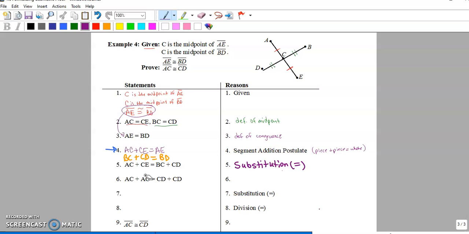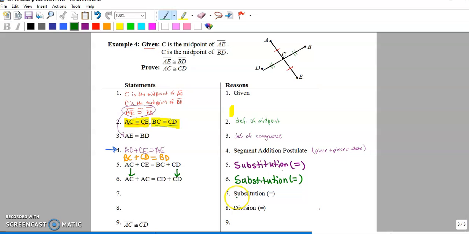Difference between statement 5 and statement 6. This is the same. This is the same. This changed and this changed. Everything else is the same. But if we look up in statement 2, it says here that CE and AC are equivalent. So again, they're interchangeable. It says here that BC and CD are equivalent. So that's another substitution. We made a replacement with something that we know from up above is the same size.